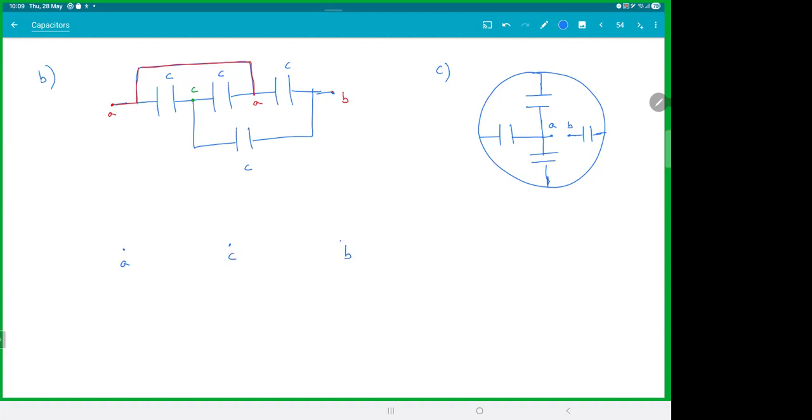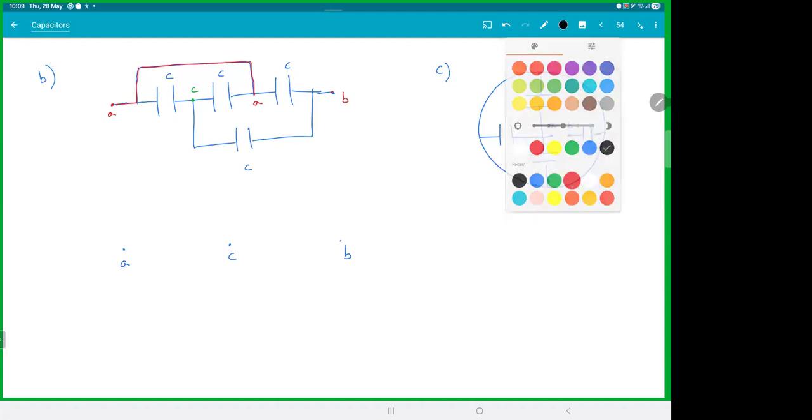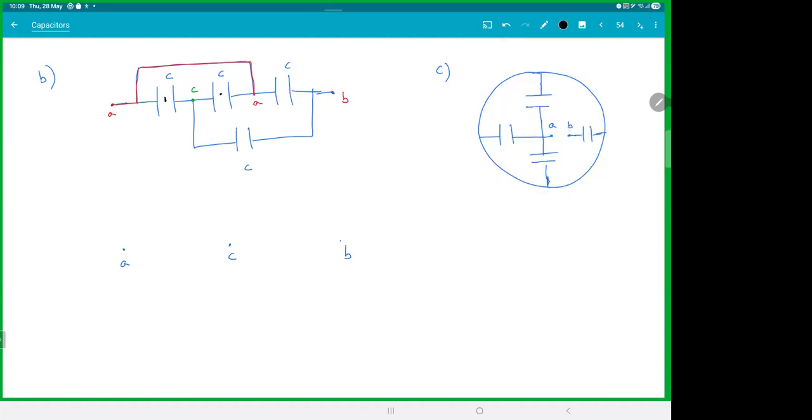Remember, A and B should always be on the corners because that is where the battery is. Okay, let's number the capacitors. Let this be capacitor 1, capacitor 2, capacitor 3, capacitor 4. Where is capacitor 1? Between A and C. So draw 1 here. Where is capacitor 2? Between A and C. Where is capacitor 3? Between A and B. Where is capacitor 4? Between B and C.